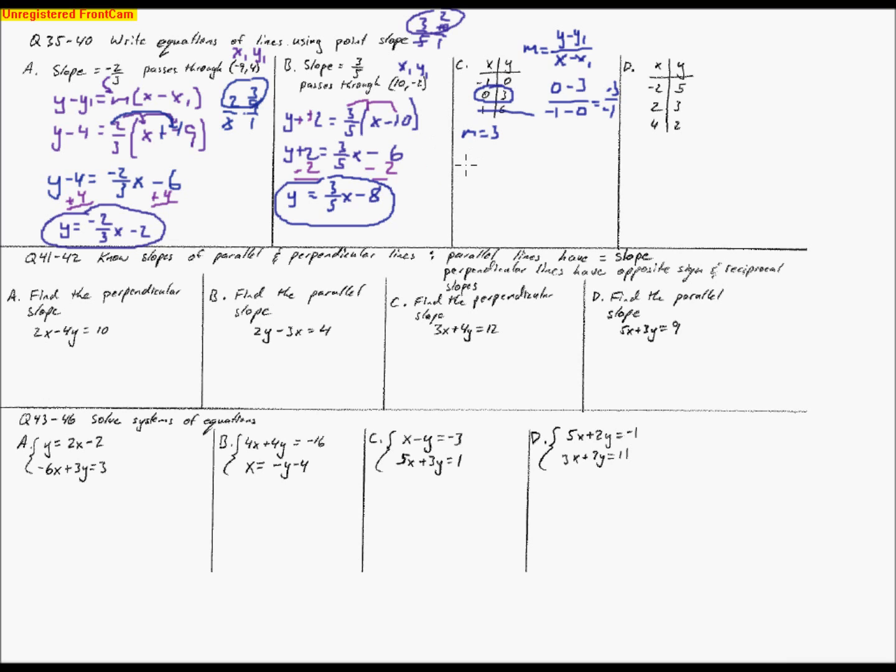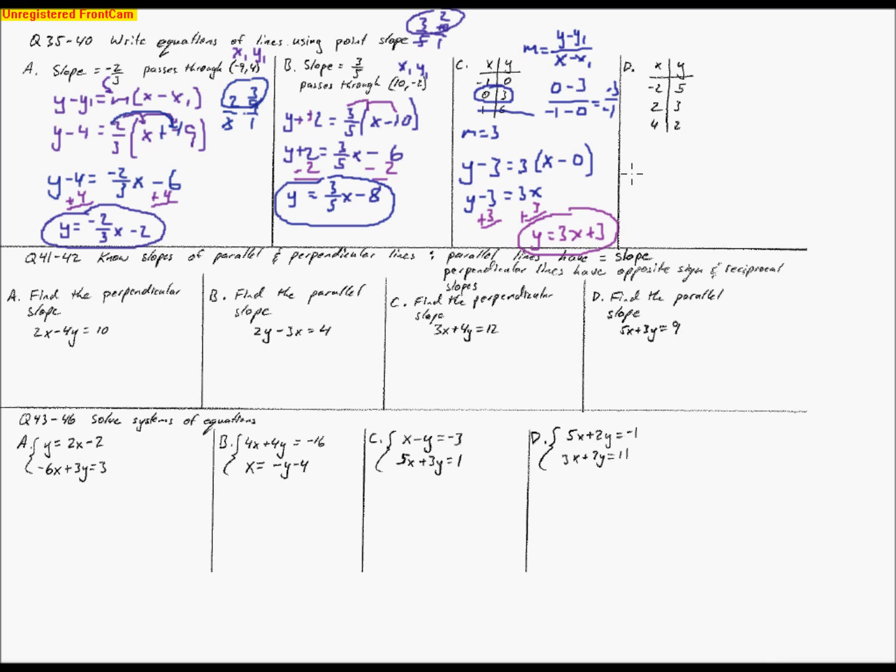So if I pick that point, I would have y minus 3 equals, and then I have 3 times x minus 0. And so when I distribute, I still have that y minus 3 equals 3x. So all you have to do is add that 3 to both sides, and you get your answer. So there it is, y equals 3x plus 3.